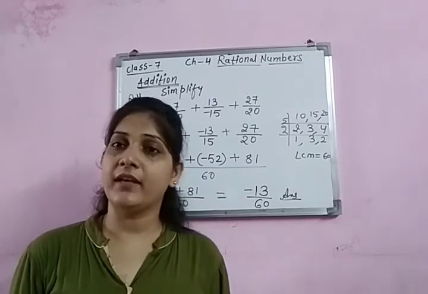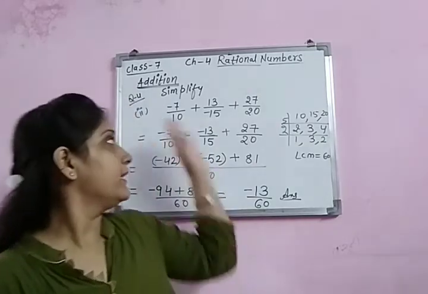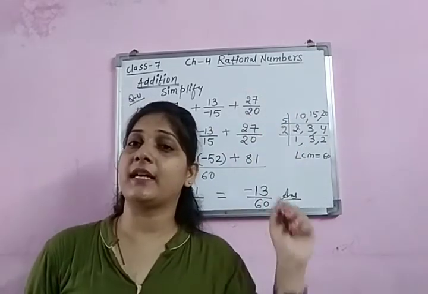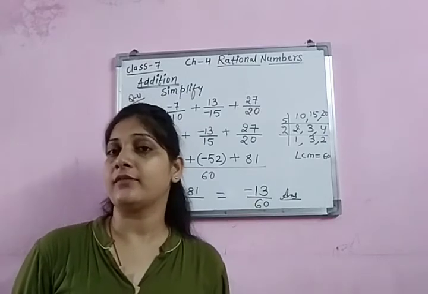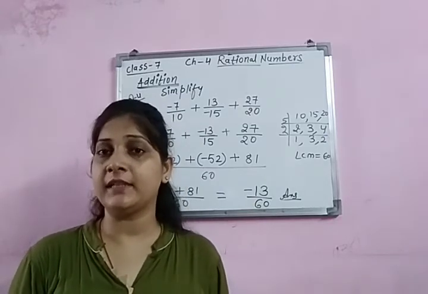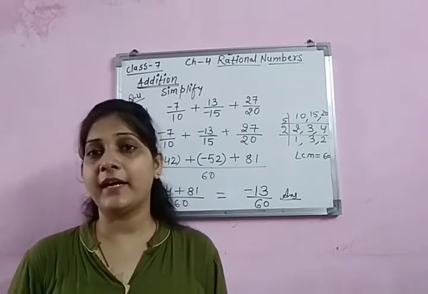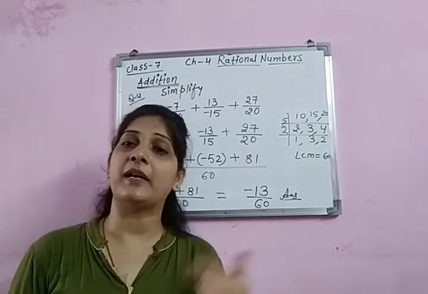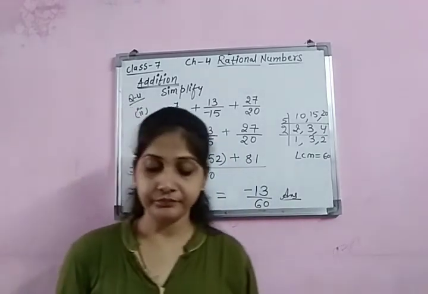So in the same way, we can do the rest of the parts of question number 4. Simplify. In the same way, three rational numbers are given. You follow the steps. First, make the denominator positive. Then take the LCM of the denominators. Then whatever the LCM is, that LCM will be divided by each denominator and the quotient will be multiplied with the numerator. And then solve like this.